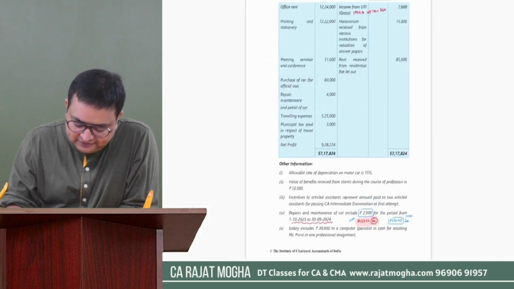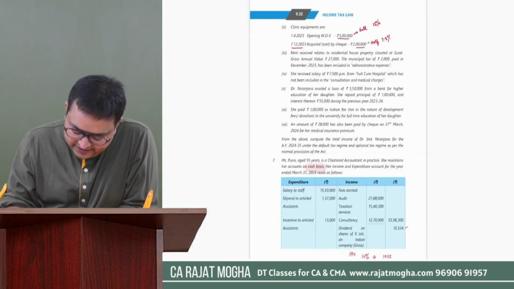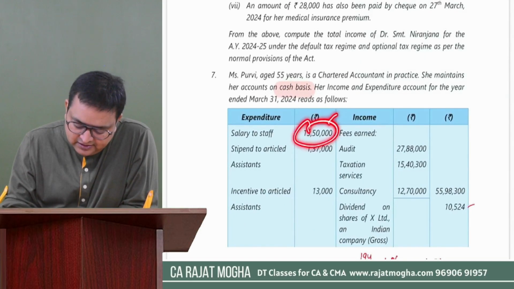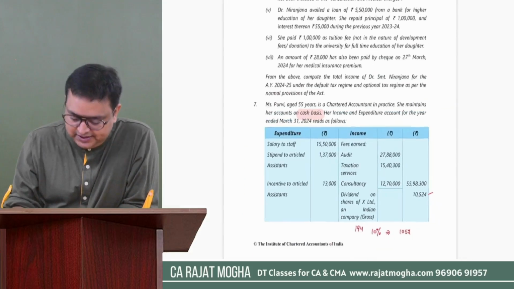So 30,000 rupees from salary. So there was some salary, right? Salary. From here, 30,000 rupees would not be allowed. Correct?